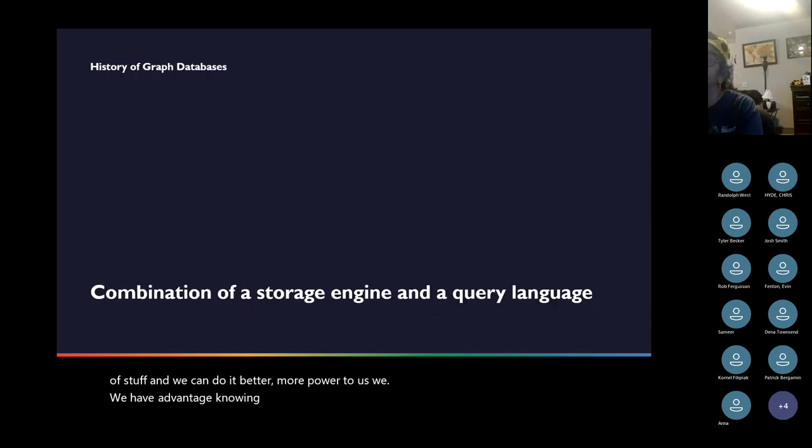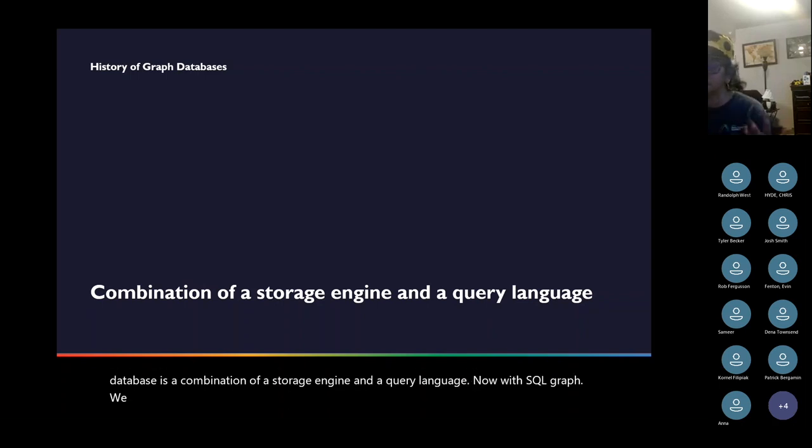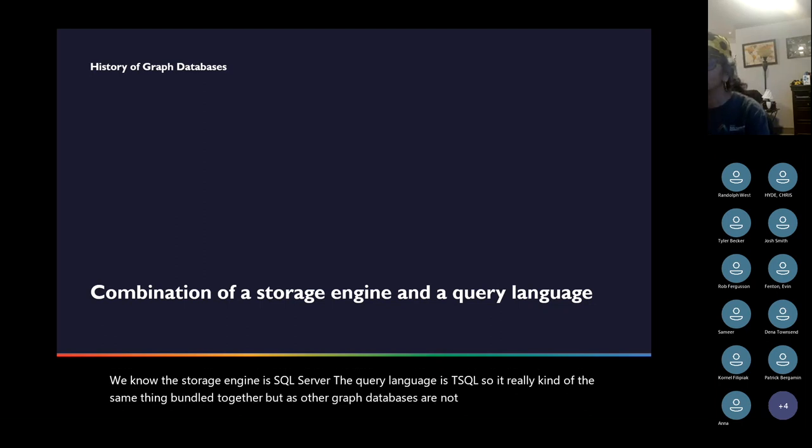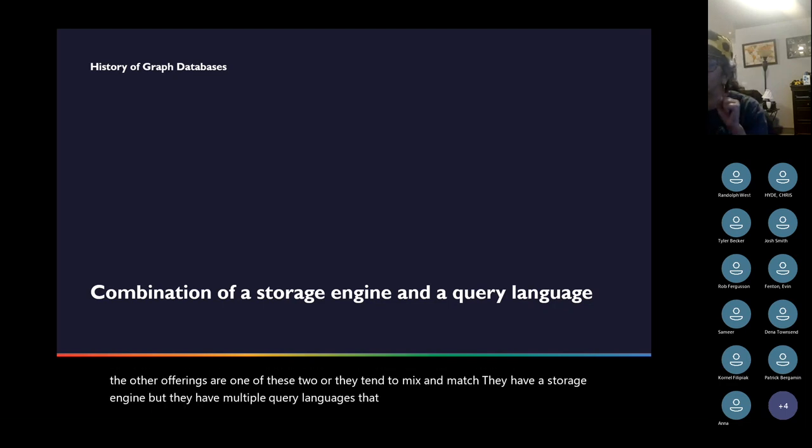So, history of databases. Essentially, what we call a graph database is a combination of a storage engine and a query language. Now with SQL graph, we know the storage engine is SQL Server and the query language is T-SQL. So it's really kind of the same thing bundled together, but other graph databases are not quite like that. Most of the other offerings are one of these two, or they tend to mix and match, like they have a storage engine, but they have multiple query languages that can pull data out of that engine.